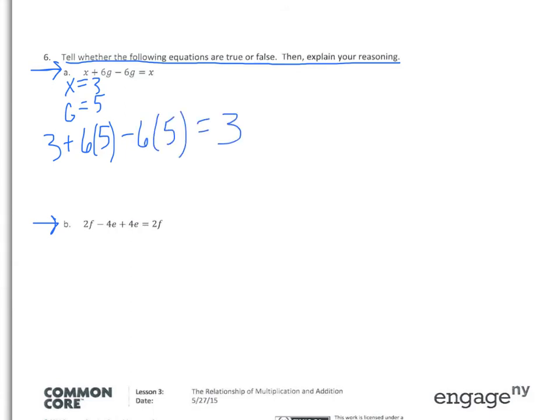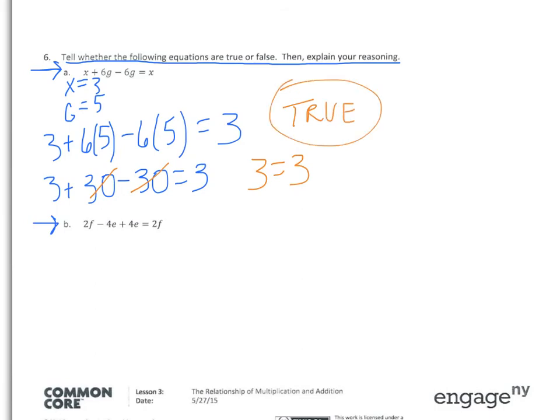So let's see if that's true. We know that 6 times 5 is 30, so really we have 3 plus 30 minus 30 equals 3. Is that true? You know it, because the plus 30 and the minus 30 will cancel each other out, and then we're just left with 3 equals 3. Does 3 equal 3? Yes, it does. So this one is true. Alright, go ahead and prove this one. Raise your hand once you're done, and I'll come take a look.